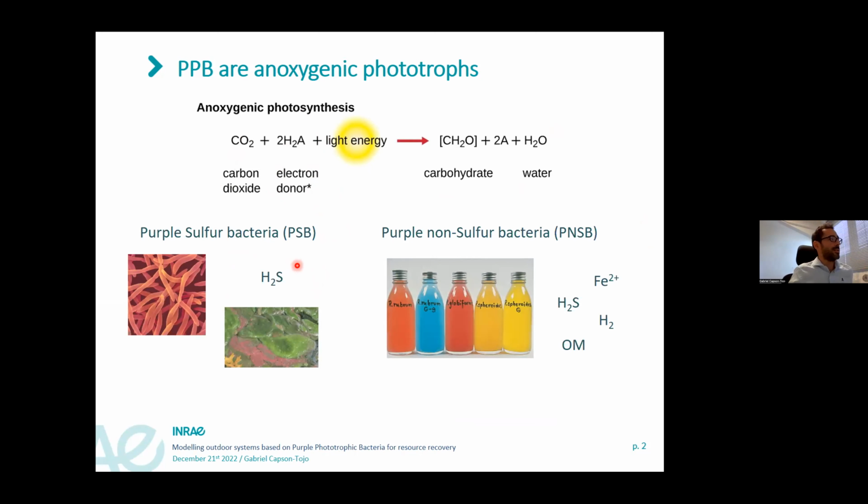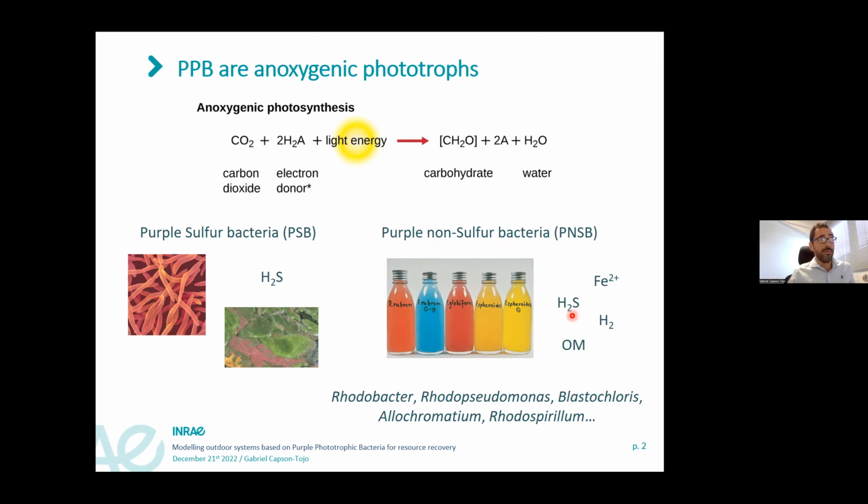They can be classified into different groups, usually depending on the electron donor they use. If they use H2S, they are called purple sulfur bacteria, pretty obvious. And there are also purple non-sulfur bacteria, which, despite the name, can also use H2S, but can use a wide range of different electron donors: reduced metals, hydrogen, and even organic matter. And just to give you an idea of which are the common genera that we find in our reactors, Rhodobacter, Rhodopseudomonas, and Ectothiorhodospira are among the predominant genera that we have.